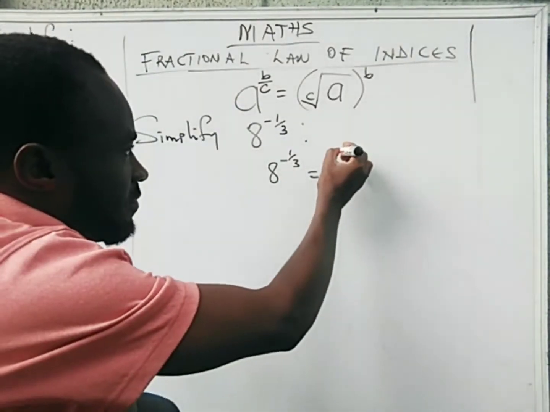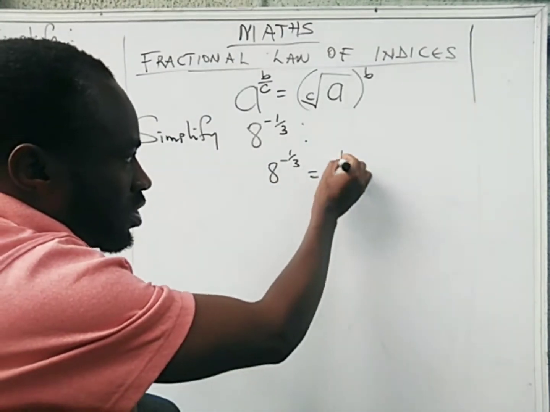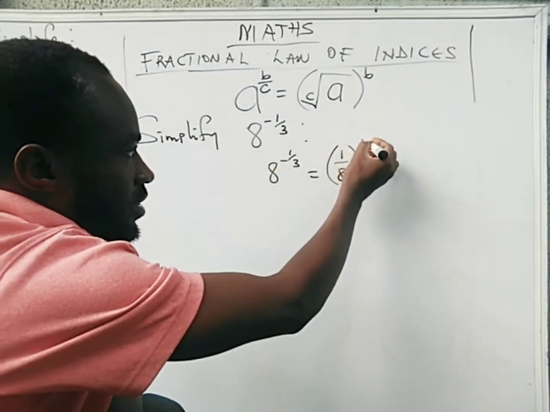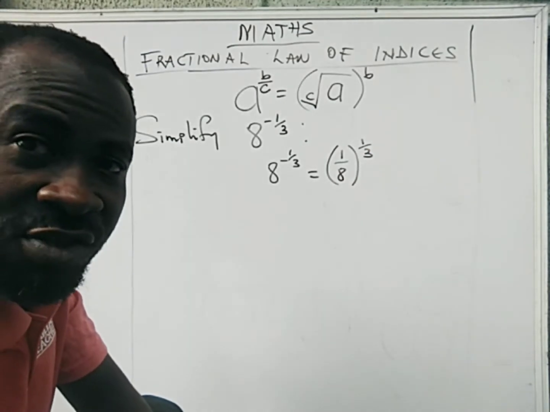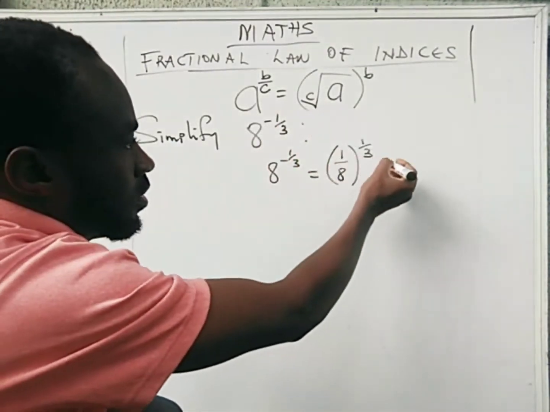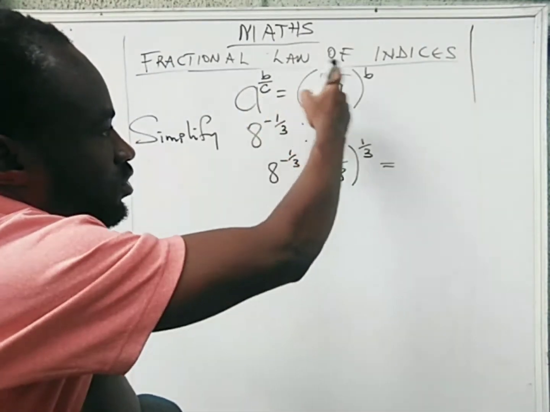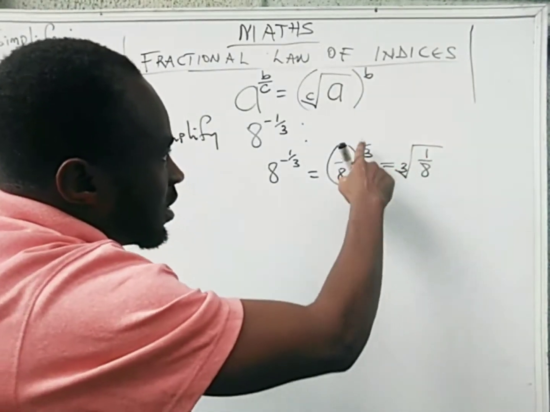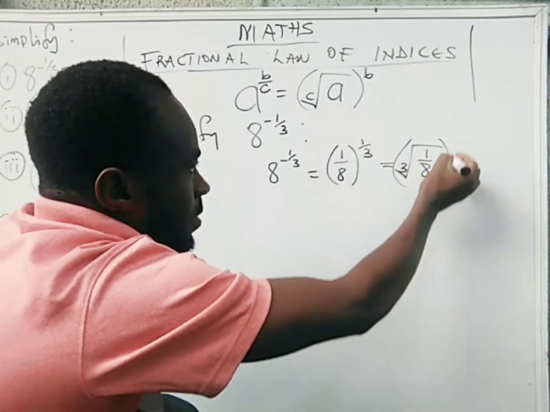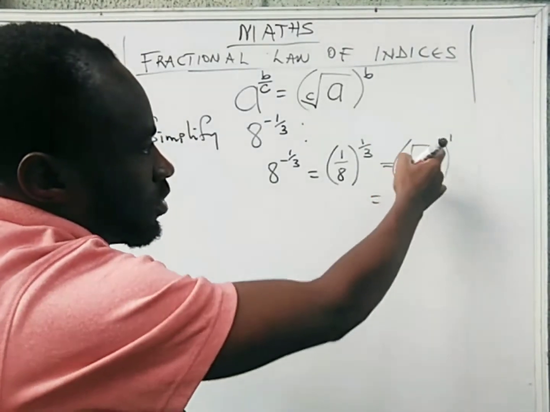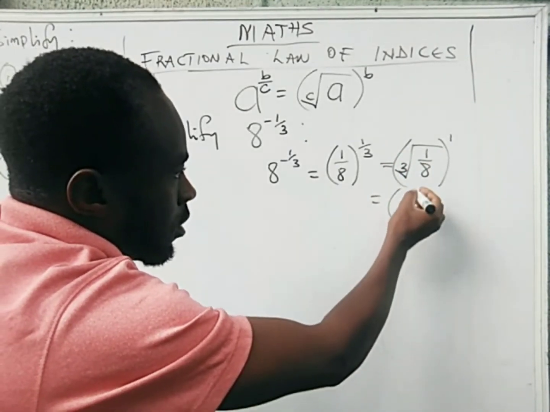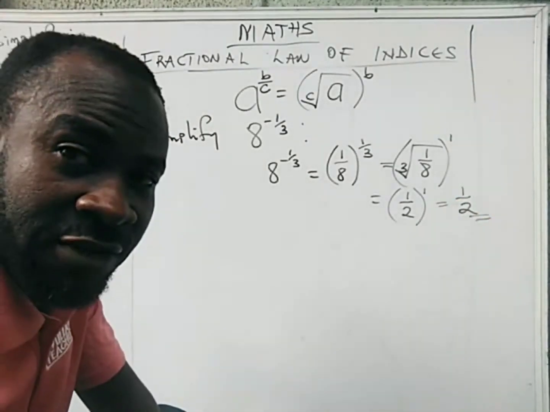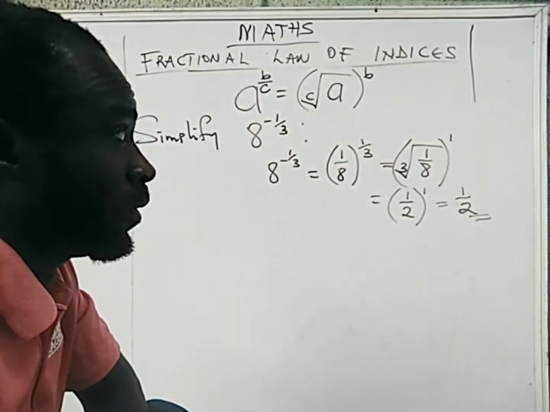We are going to invert our base, take the reciprocal of the base, which is 1 over 8, and as soon as you take the reciprocal of 8, the negative sign changes to positive. The next thing you have to do is to apply the fractional law, which says that your denominator becomes the root. So our denominator here is 3, so it becomes the cube root of 1 over 8. Our numerator becomes the power, which is 1. So the cube root of 1 over 8 is 1 over 2, all raised to the power of 1, and our answer is half. So you can see that I've solved this problem using the fractional law.